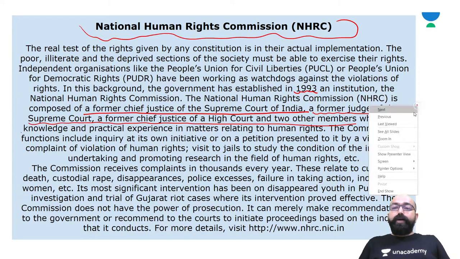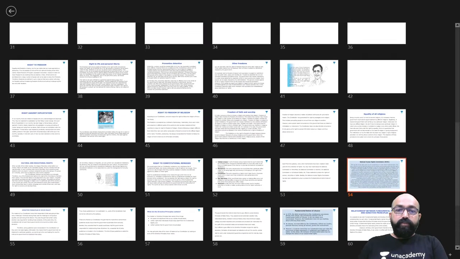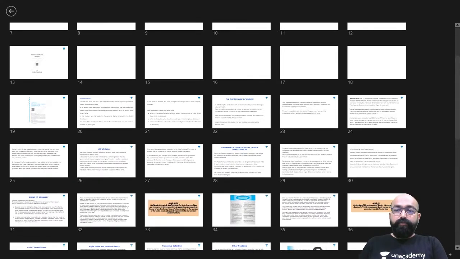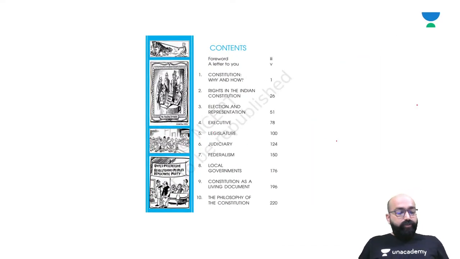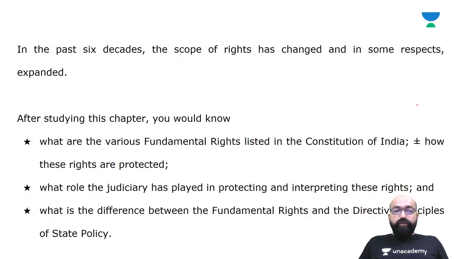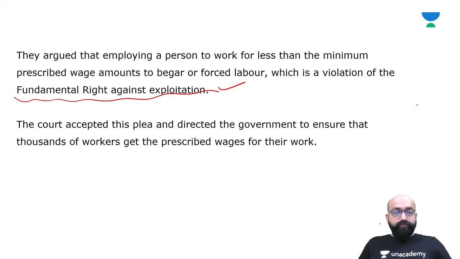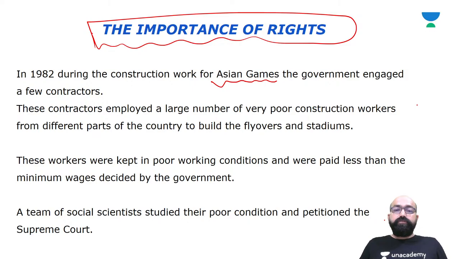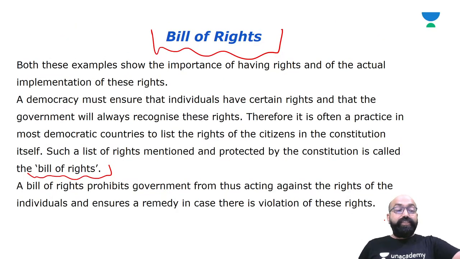So friends, today's part 2 is comparatively smaller than other parts. We'll continue this NCERT in our next part. Just a recap of what we have covered. We talked about rights in the Indian Constitution. Introduction we have covered. Then the importance of rights, where we have covered two examples: the 1982 Asian Games construction workers issue, and the story of Machal Lalo from Assam. Then we discussed the need of rights.